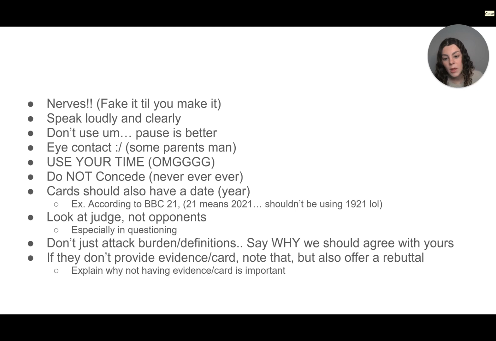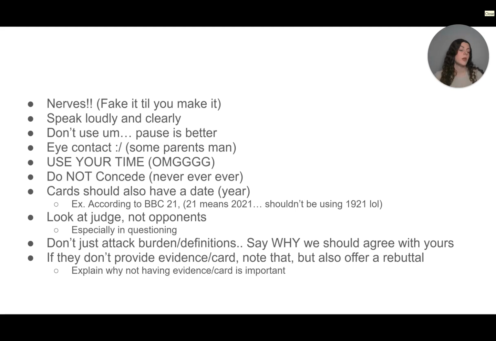So be very careful. Cards should always have the year. So, again, according to BBC 21, 21 means 2021. Shouldn't be using 1921. If you use, according to BBC 89, it's assumed it's 1989 because we haven't hit 2089, right? It's not going to be assumed that you're using a card from 1889. I always recommend using cards from the last couple of years, 2020 and beyond. Only use earlier cards if necessary, because a lot of times your opponent will say, well, my card says the exact opposite and it's from 10 years after your card came about. So since then, new evidence has come up and my card is more accurate. So the newer, the better, obviously.